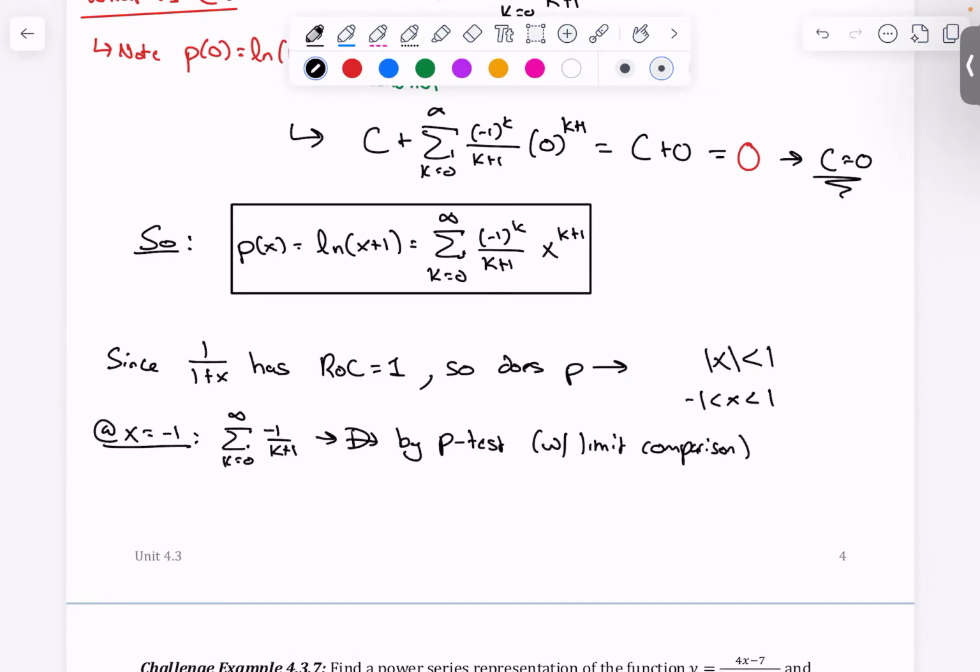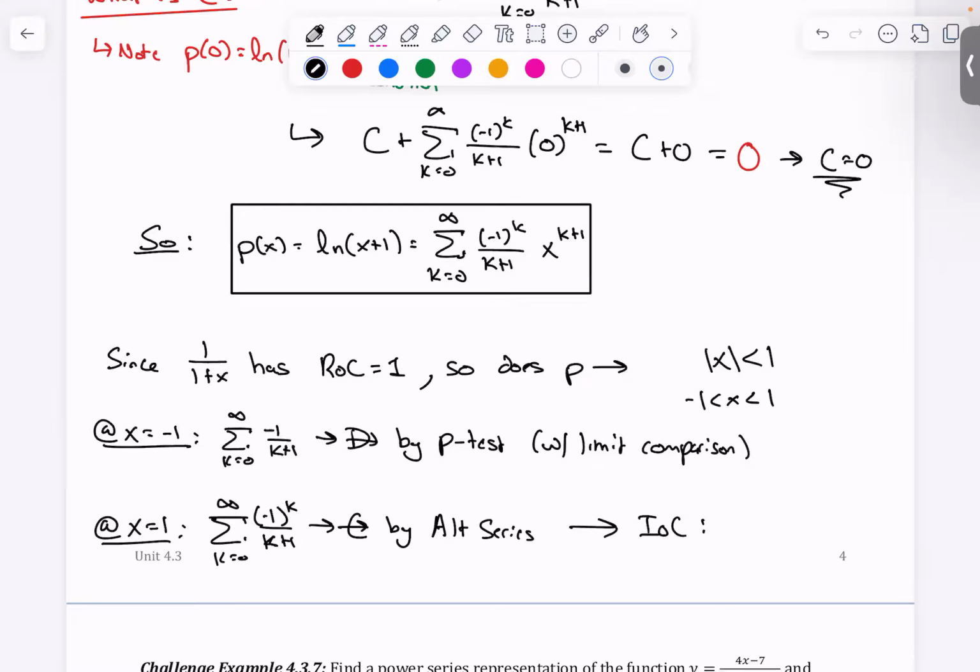All right. So at x equals 1, we get the series from k equals 0 to infinity of 1 over k plus 1 times -1 to the k. And that is convergent by the alternating series test. So the interval of convergence does not include the left endpoint, but it does include the right endpoint.